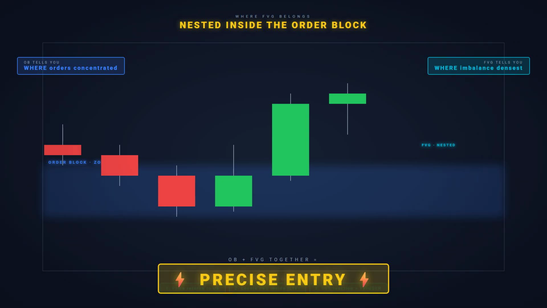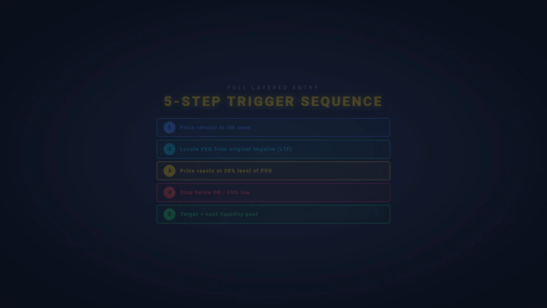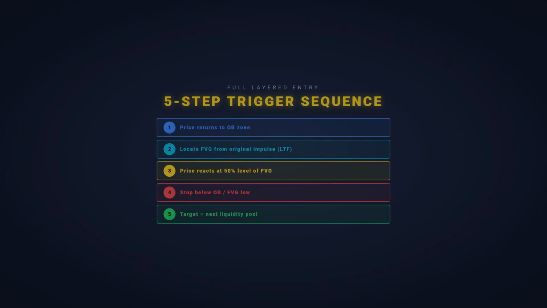The trigger sequence works like this. Step 1, price returns to the OB zone on your entry time frame. Step 2, inside the OB on the lower time frame, you locate the FVG from the original impulse. Step 3, price reacts at the 50% level of that FVG. That reaction is your entry trigger. Step 4, your stop goes below the OB or, for tighter risk, just below the low of the FVG itself. Step 5, your target is the next liquidity pool you identified back in step 2.